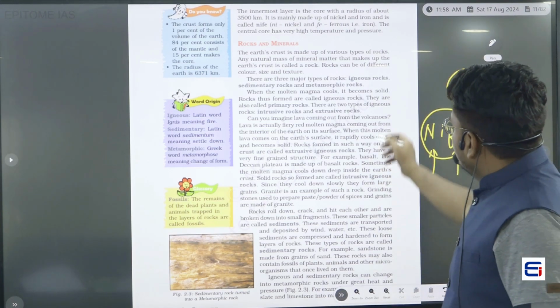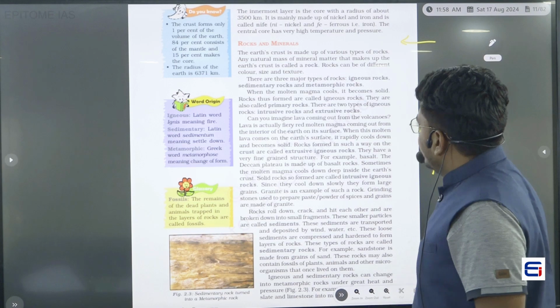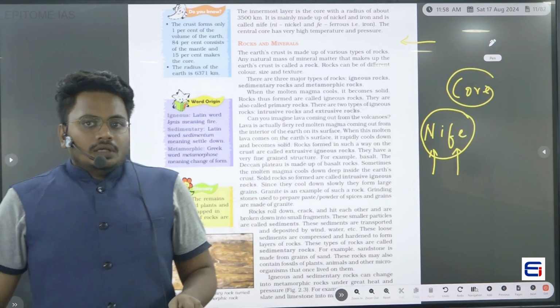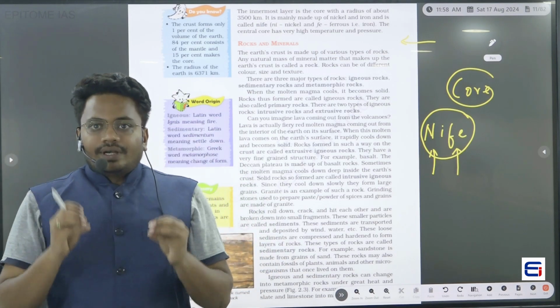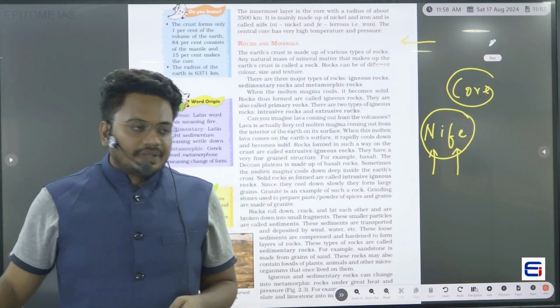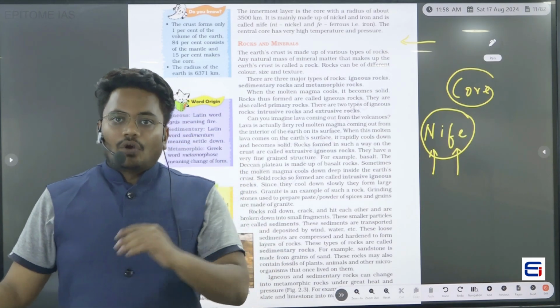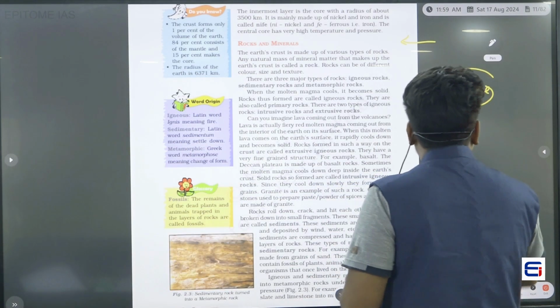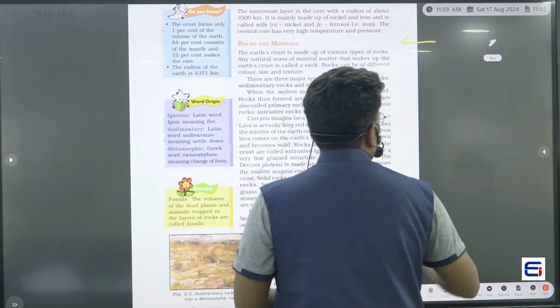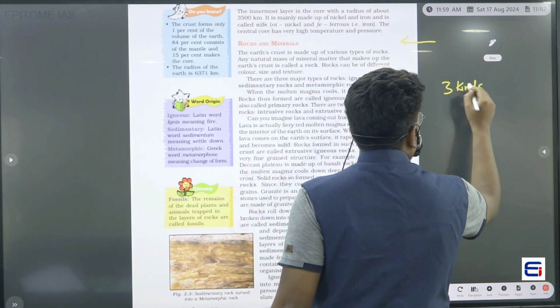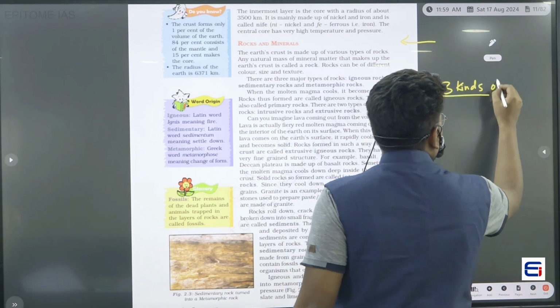Okay. Now the next important keyword given in this particular chapter is rocks and minerals. So very simply, if we want to understand the different types of rocks that were present in the earth, we should understand that there are three kinds of rocks. What are the three kinds of rocks that were seen or that were present on the earth? Three kinds of rocks.